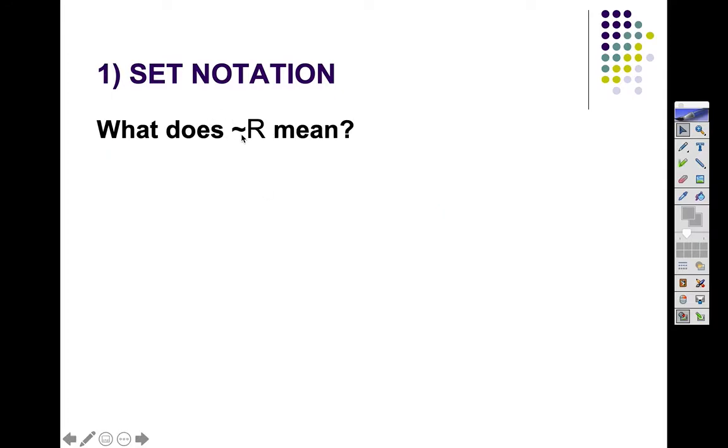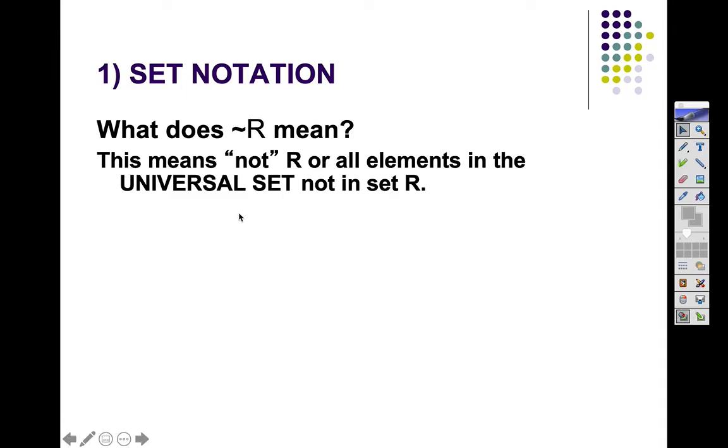Tilde in math, that little tilde, means not. So what does not R mean? This means not in R. Okay? This is also where we learn something called the universal set.